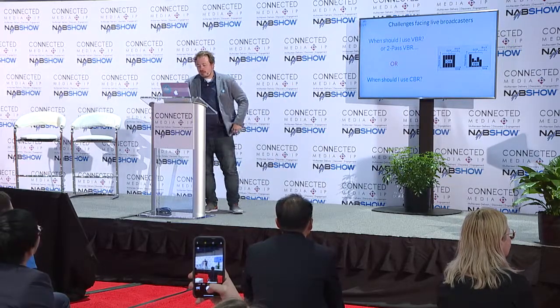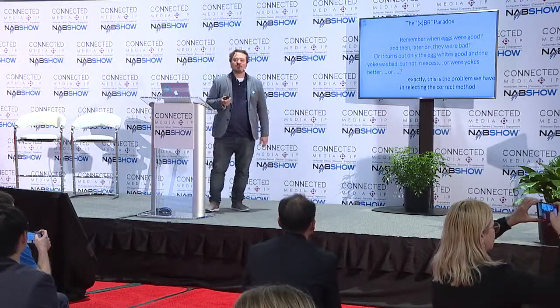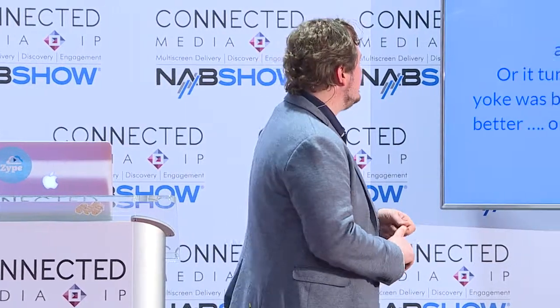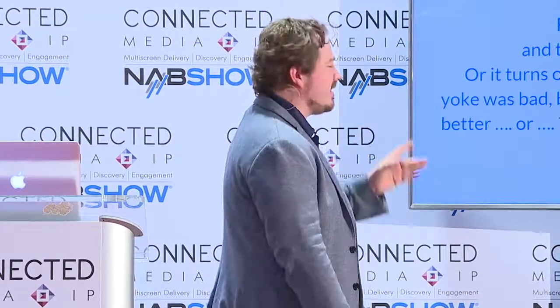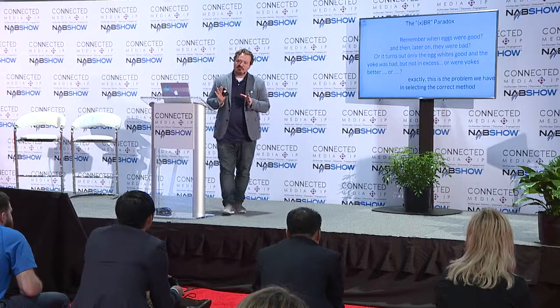All right, so obviously, this is a confusing thing, and I call this the BR paradox. CBR, VBR, MBR, max bit rate, constrained VBR. What does this all mean? When should we all use them? I always like to put this up there because remember when eggs were good, and then they were bad, and then it turns out the egg whites are good, but the yolk is really bad, or not too much for the excess. This is that problem that we have with CBR.